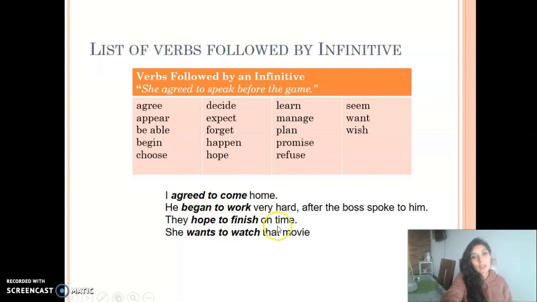They hope to finish on time. Also here we have the infinitive form following the main verb, in this case hope, and this is also in the list as you can see here. Then we have she wants to watch that movie. Want, as you can see here, is a verb that is followed by an infinitive, in this case to watch.